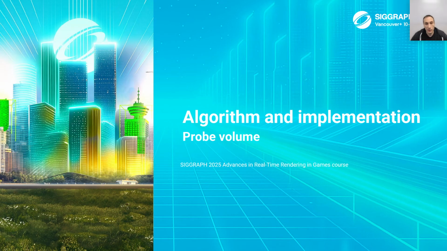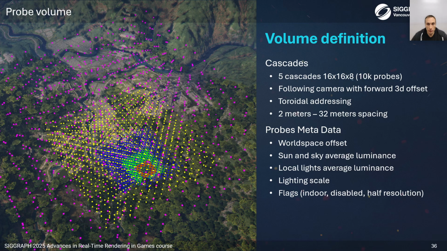Okay, so the next thing we do after updating our BVH is create and update our probe volume data. We use a standard definition of multiple cascaded 3D uniform grids following the camera. In Assassin's Creed Shadows, we have a bit more than 10,000 probes. Each probe has a data buffer associated to it, but also some metadata. For example, a probe can have a world offset that allows the probe to move inside its region of definition to place it in a better position for rendering the scene around it.